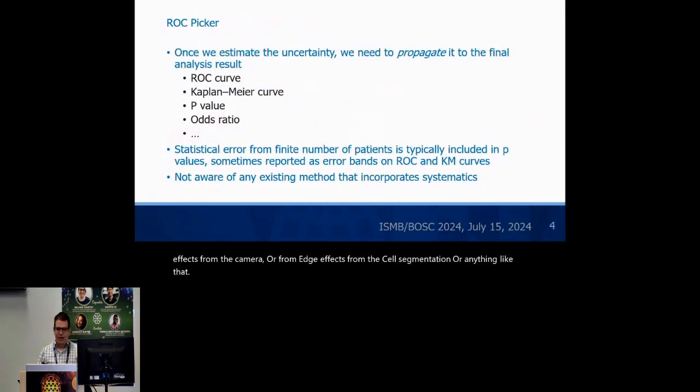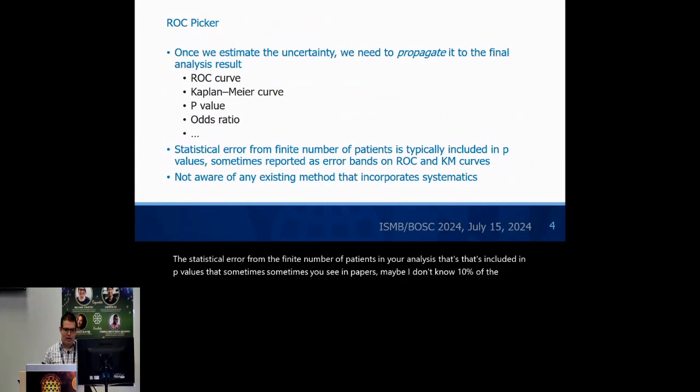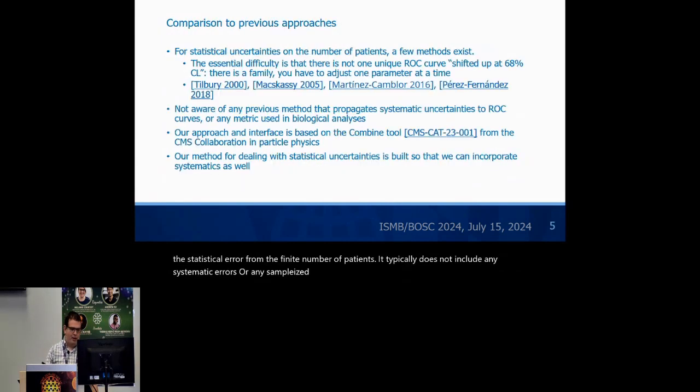Once we estimate the uncertainty, let's say we have a 10% uncertainty on the number of cells of a certain type, we want to propagate it through to the final analysis results, which could come in any number of forms. The statistical error from the finite number of patients in your analysis is included in p-values. Sometimes, maybe 10% of the time, you see ROC curves or Kaplan-Meier curves with error bands on them, and that includes the statistical error from the finite number of patients. It typically does not include any systematic errors or any sample-wise errors. And ROC Picker is a tool to address that.